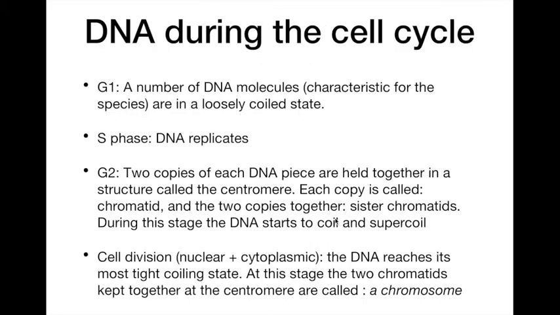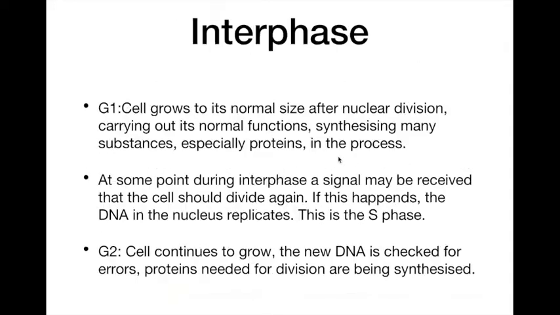Two copies of its DNA piece are held together in a structure called the centromere. Each copy is called a chromatid, and the two copies together are sister chromatids. During this stage, the DNA starts to coil and supercoil. Then we've got the cell division.